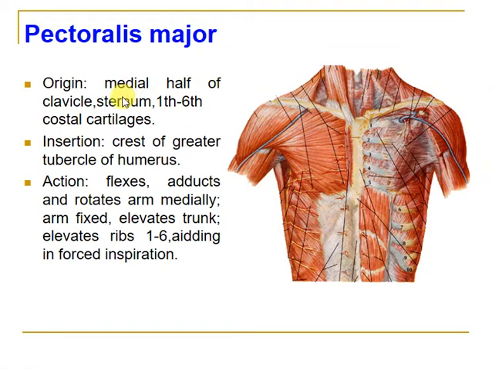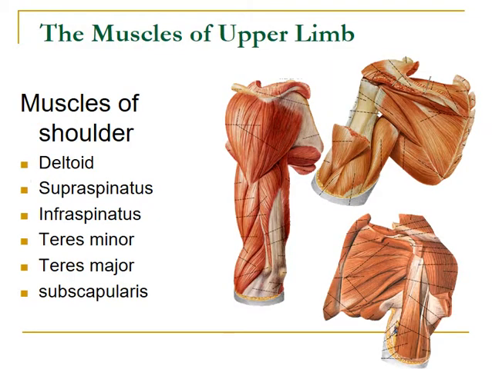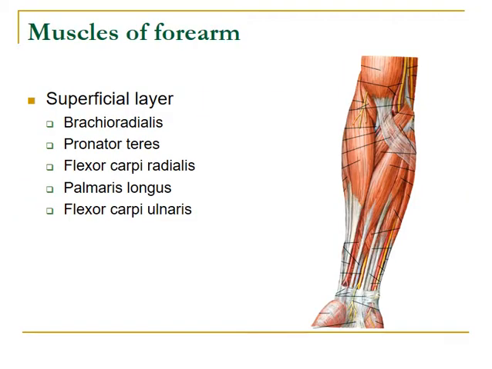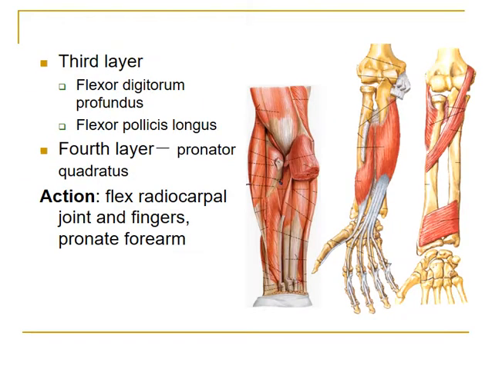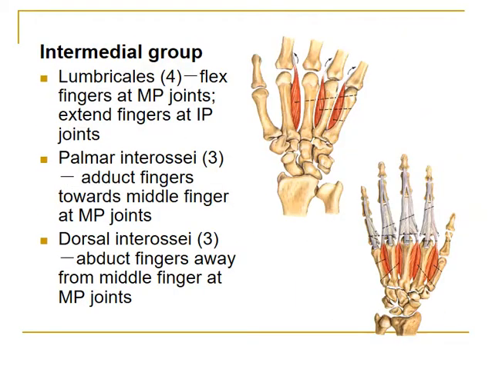Origin is medial half of the clavicle, sternum, and 1/3 to 6th costal cartilage. Insertion is crest of the greater tubercle of humerus, and its action is to flex, abduct and rotate the arm medially. With the arm fixed it elevates the trunk and elevates the ribs. It also helps in forceful inspiration. So those were the muscles we discussed, but the other muscles of the upper limb, all of these we have already discussed, the superficial and the deep groups in the different compartments.